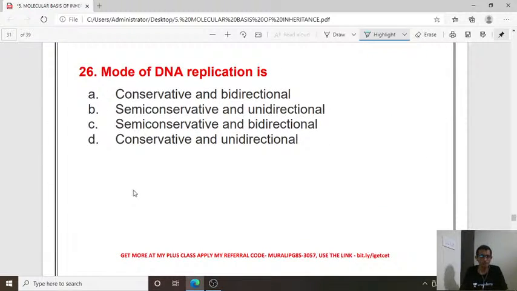26. Mode of DNA replication is what? It is semi-conservative and bidirectional. It is semi-conservative replication, isn't it? So one of the strands from the parent DNA is going to be conserved in the newly synthesized DNA. That is what DNA replication is: semi-conservative and bidirectional. In both directions it is going to happen. 3' to 5', 5' to 3', isn't it? So answer is C for the 26th question.